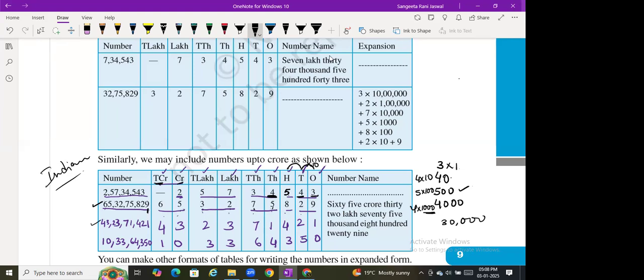Understood? Now suppose I give you some number, please write it down in this column. Please make this column in your notebook, and I'll give you a number.